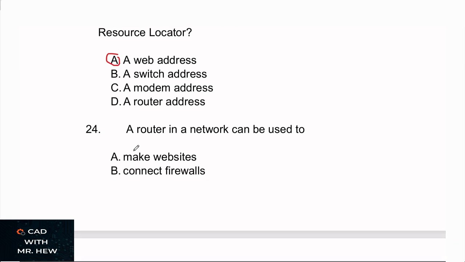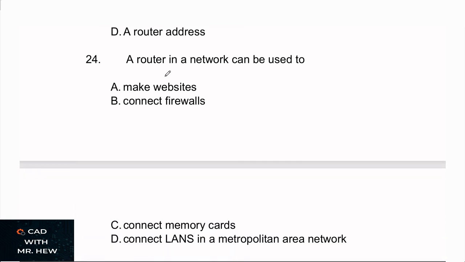All right, let's look at question 24. A router in a network can be used to A, make websites, B, connect firewalls, C, connect memory cards, D, connect LANs in a metropolitan area network. The correct answer is D.